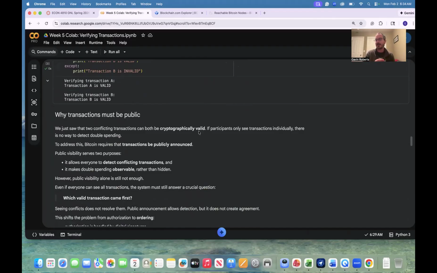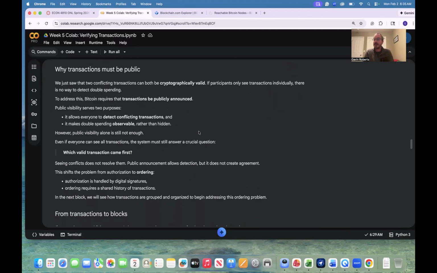So this block of code just shows that so far we haven't solved the double spending problem just with cryptography. And actually we're not going to apply cryptography really to solve this problem. We're going to use tools from cryptography, but the point is not cryptography when we apply these rules. So this gets at why transactions must be public.